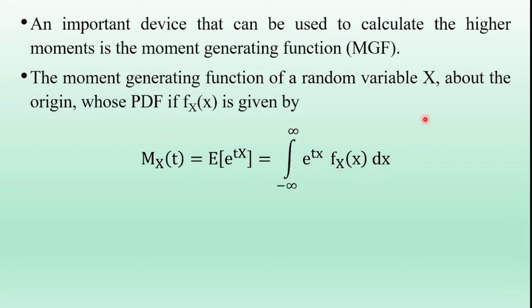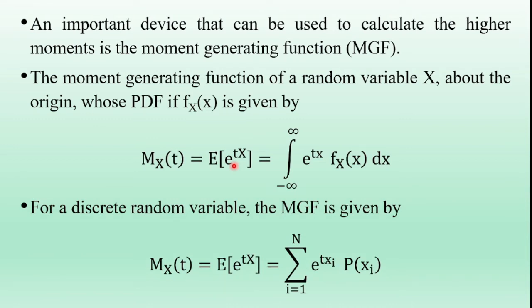So M_X(t) is the moment generating function of a random variable X, and this is the expression for the continuous case. Here f_X(x) is the probability density function of the random variable. So about the origin, at x equal to 0, this is the definition of the moment generating function for a continuous random variable. So the moment generating function is expectation of e power tX about the origin.